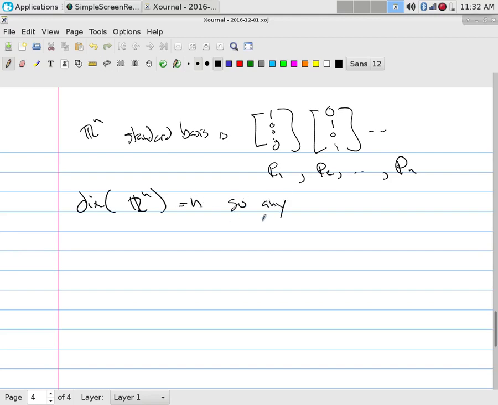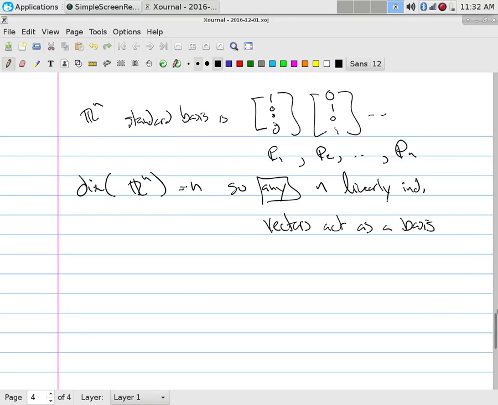So any n linearly independent vectors act as a basis. So we know that, right? We did things before, like, I have n linearly independent vectors, but I want ones that are all orthogonal, so we have the Gram-Schmidt process to generate such stuff, right? But really it just simply says if you have n vectors and they're linearly independent, that means it makes a basis.